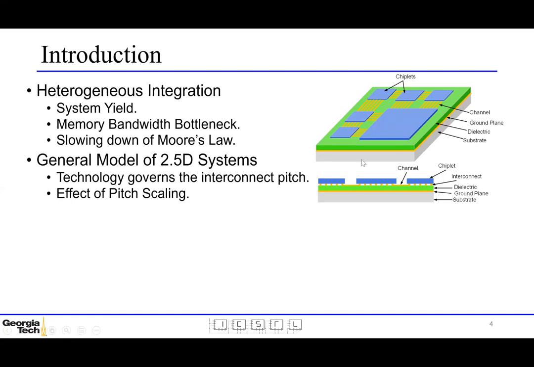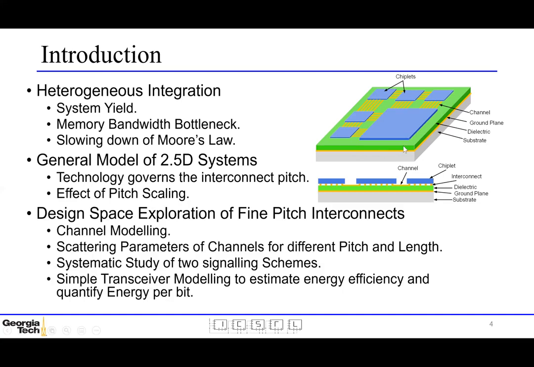We have multiple chiplets on a common substrate, and the technology dictates how small the distance between the interconnects can be, which is generally called the pitch. As we expect, smaller the pitch, more the number of physical I/O, higher the shoreline bandwidth density, but also higher the crosstalk and interference between the channels. This article provides a design space exploration of fine pitch interconnects starting from channel modeling, S-parameter characterization, signaling methodology, and first order power and energy estimations.